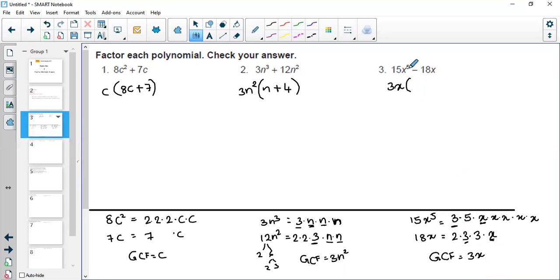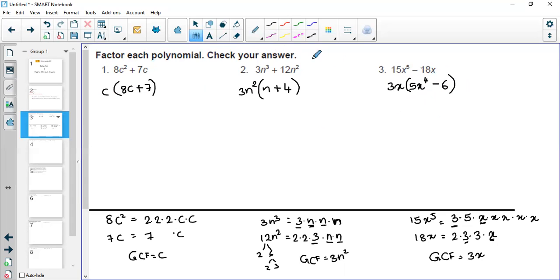So 15x to the power of 5 divided by 3x is going to give you, first, 15 divided by 3 is 5, and x to the power of 5 divided by x is x to the power of 4, because 5 minus 1 is 4. And then minus 18x divided by 3x is just going to give me a 6 only, because x divided by x is 1 again, so that's nothing to do there. It's x to the power of 0 in fact, so it's a 1. So this is the factorization: 3x, and in parenthesis 5x to the power of 4 minus 6.